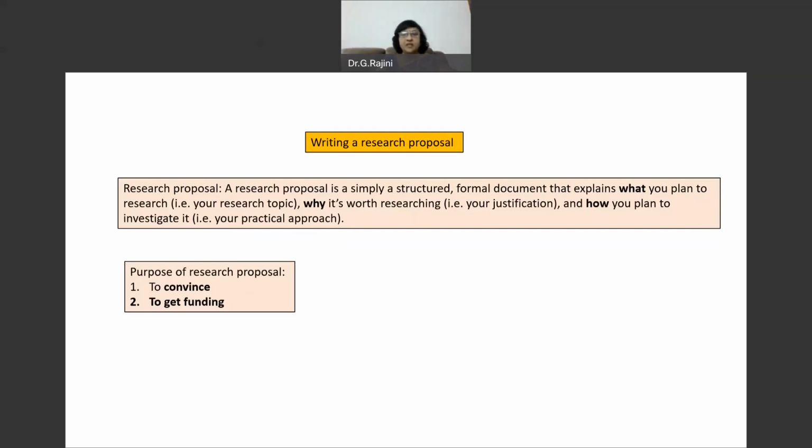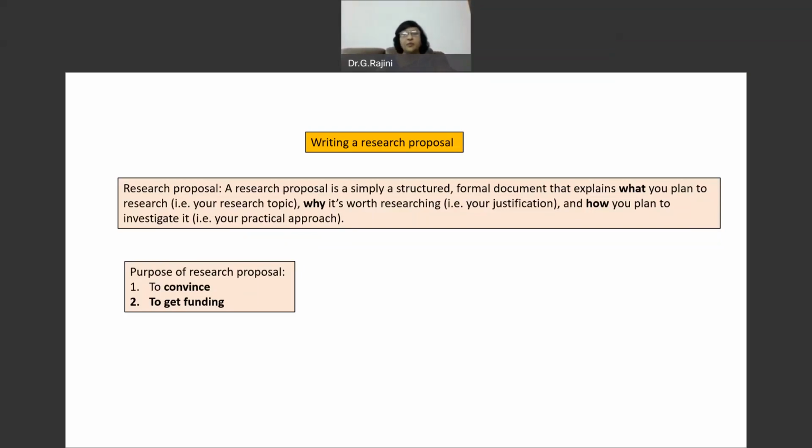A proposal is a simple, structured, formal document which explains your plan for your research: why, first of all, it's worth researching, and how your plan is going to investigate, the methodology you're going to use. That's why we are teaching you about research proposals.